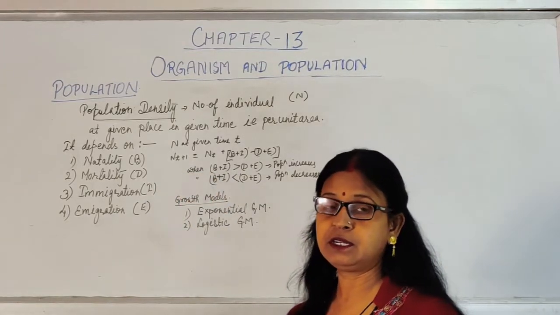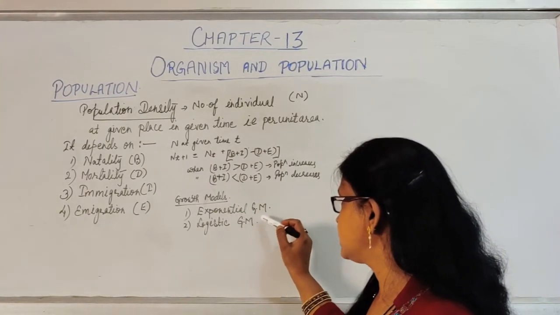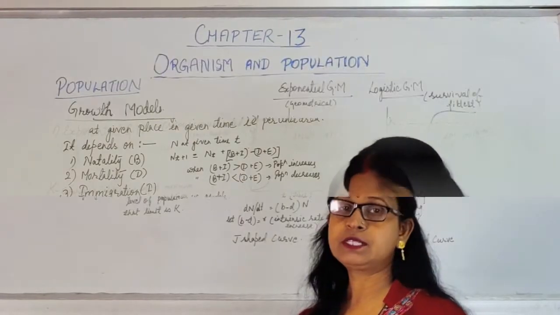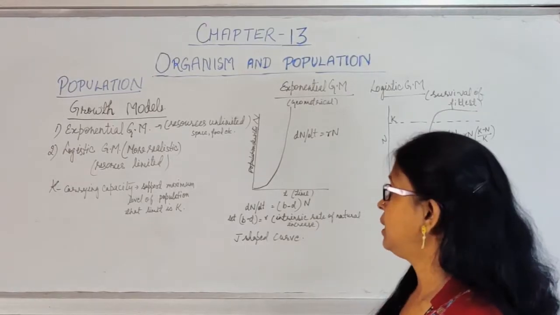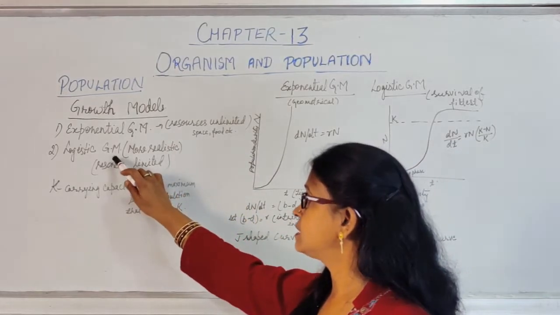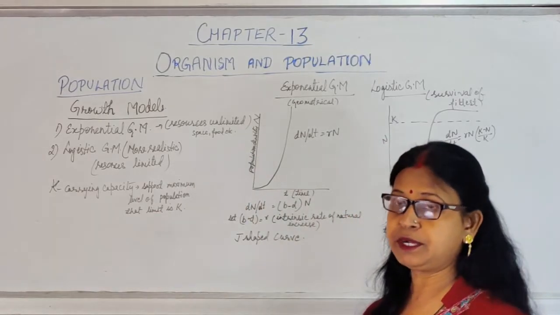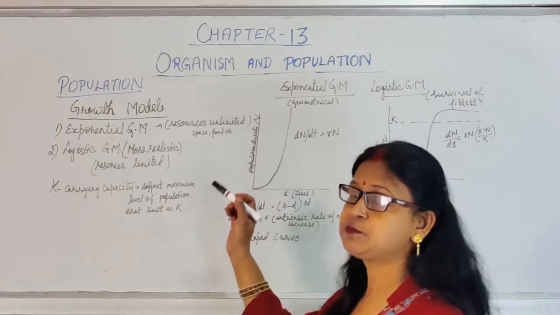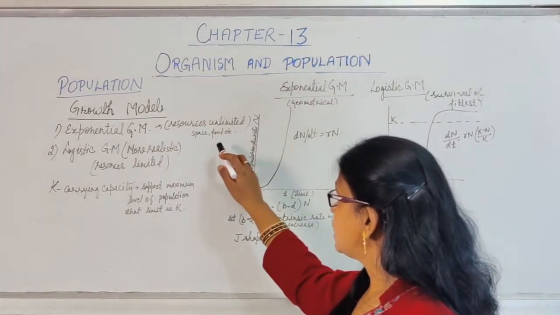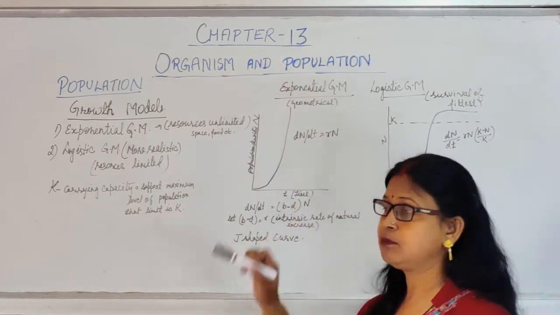Now growth in population, we will study by two models: the exponential growth model and the logistic growth model, one by one. Exponential growth model: when the resources are unlimited, like space, food, shelter, humidity, light, all the things, then such type of growth model is known as exponential growth model, which increases in a geometrical manner.